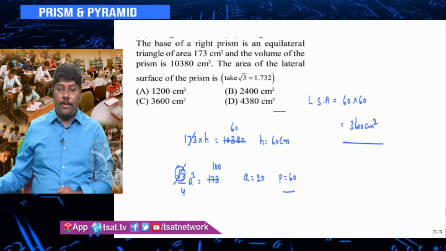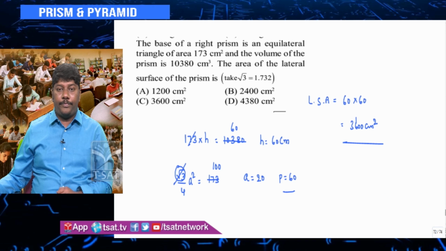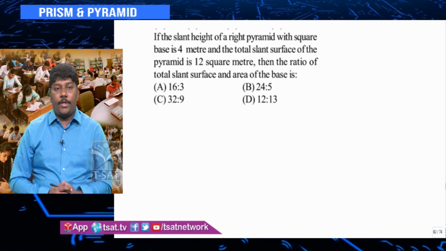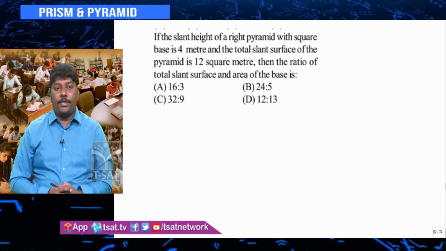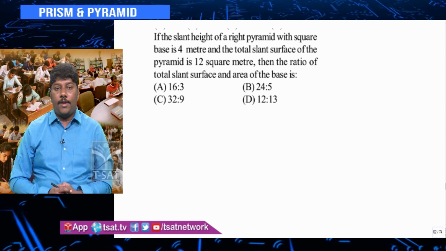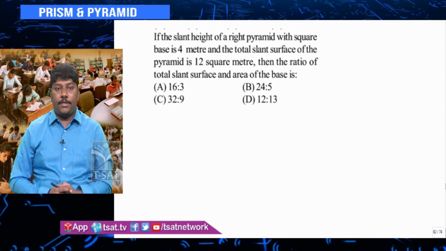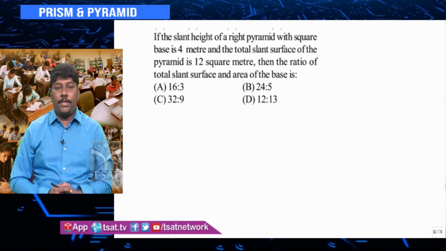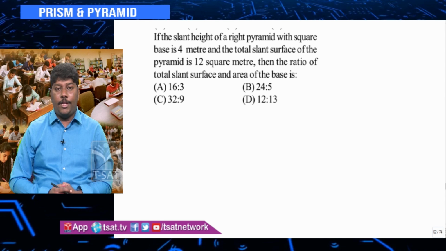So, now these are the questions based on prism. Now, we will look at questions based on pyramid. If the slant height of the right pyramid with the square base is 4 meters and the total slant surface of the pyramid is 12 square meters, then find the ratio of the total slant surface and the area of the base.